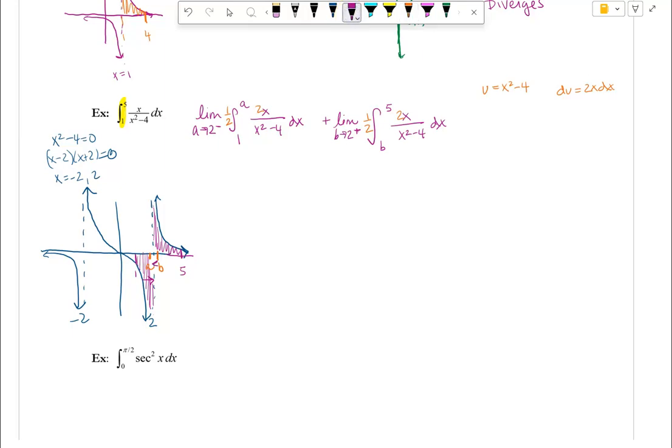Remember, if I have a constant multiplier in my limit, I can pull that out front. So I could pull the 1/2 out in front of the limit. Sometimes that just makes it a little simpler. So 1/2 the limit as a approaches 2 from the left. And now when I find my antiderivative, it's really in the form of 1 over u du, right? So we get the natural log of the absolute value of x squared minus 4, and we're going to evaluate that from 1 to a.